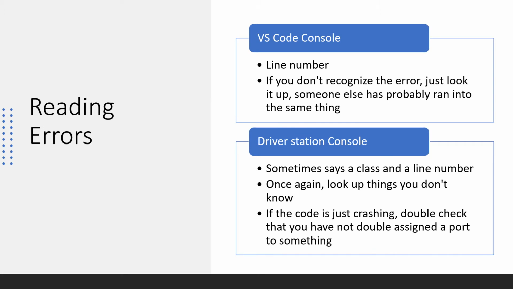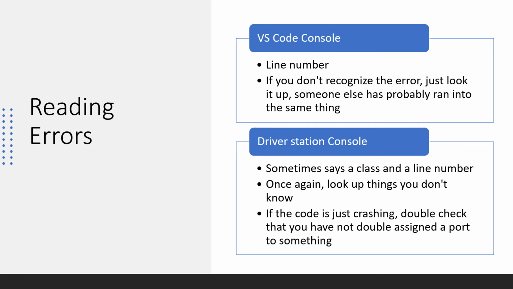Now on reading errors, for errors in the VS Code console, usually it'll have a line number and a class that the error occurred. This usually will get you pretty close, but if you don't recognize what it says about the error, like what's going on, you can just look up on Google the same error, and someone else has probably run into the same thing. It's very common to have error codes on the internet.